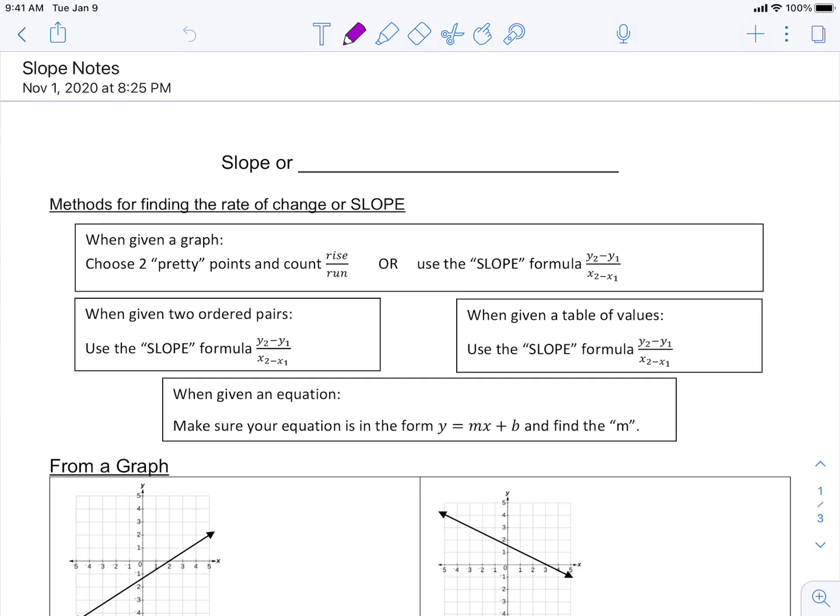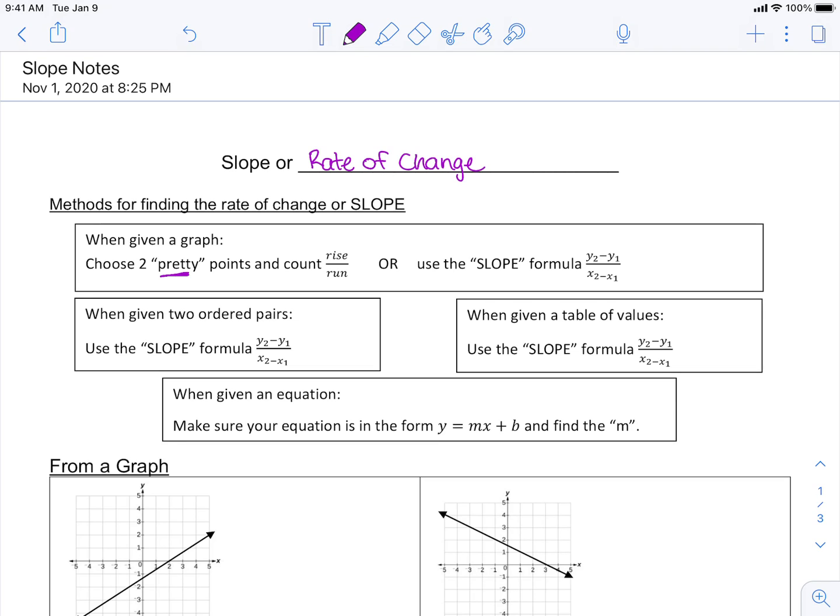Today we're going to be talking about slope, or it's also called rate of change. Okay, so we have some different methods for finding the rate of change or slope. If we're given a graph, you get to choose two pretty points. Pretty points really just means they go through nice easy numbers like (1, 1), (2, 1), where we can identify the point and we don't have to guesstimate.